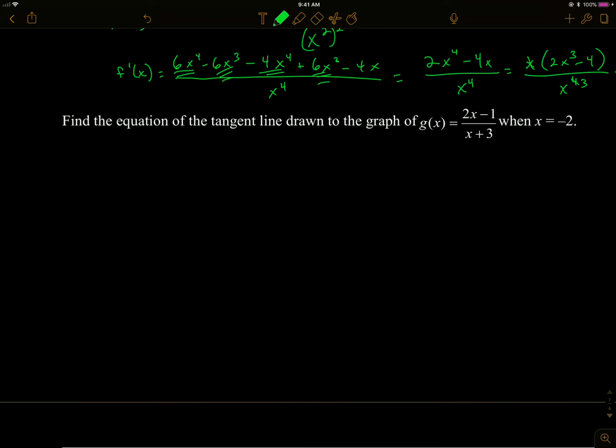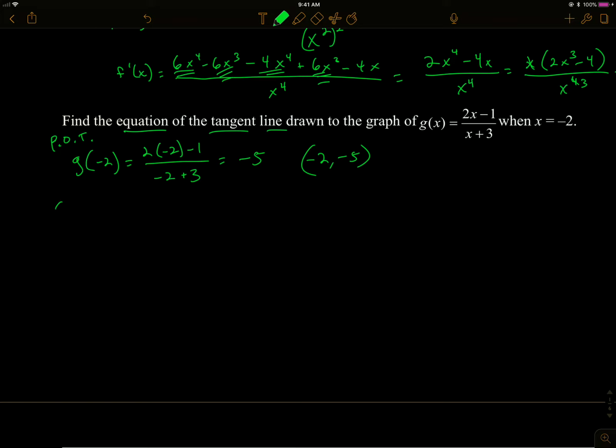All right, so let's just start practicing quotient rule. Equation of the tangent line when x equals negative 2. So first I need the point of tangency. So this is g, not f. So I'm going to say g of negative 2 equals, plug that in. And we're going to get negative 5. So the point of tangency is negative 2, negative 5.